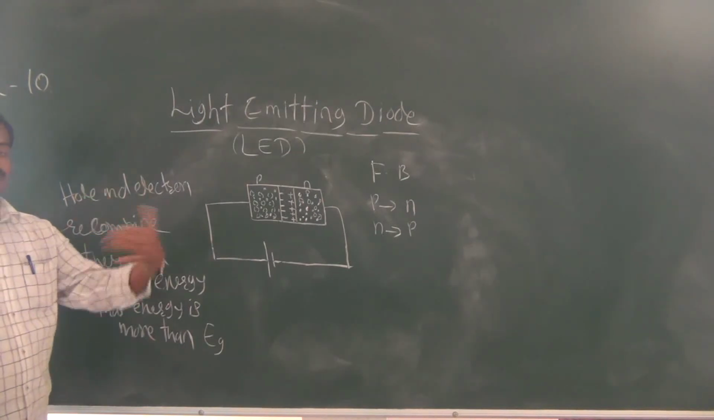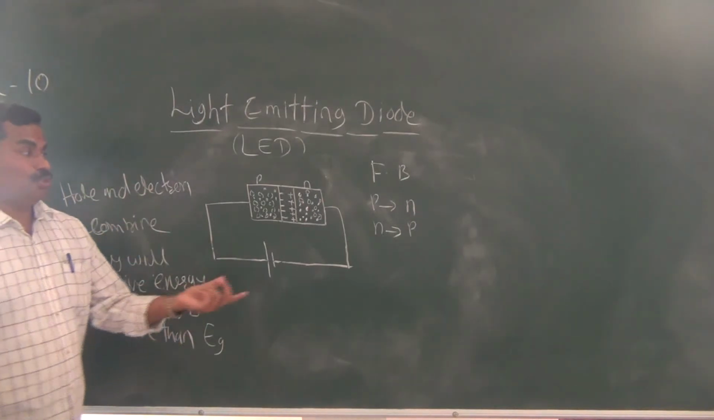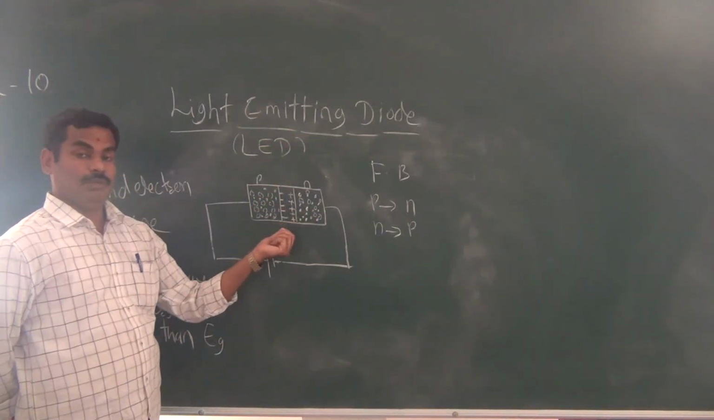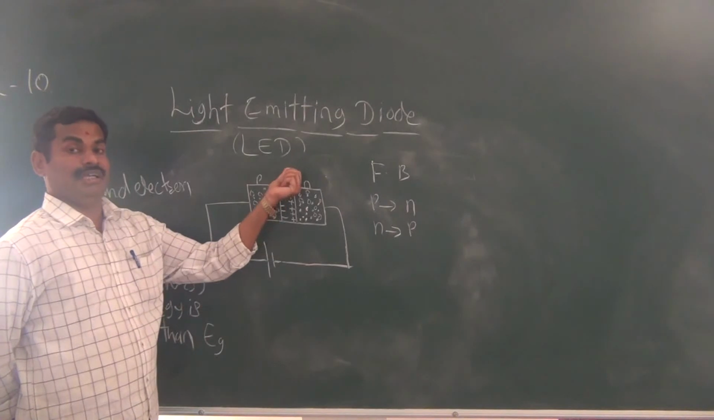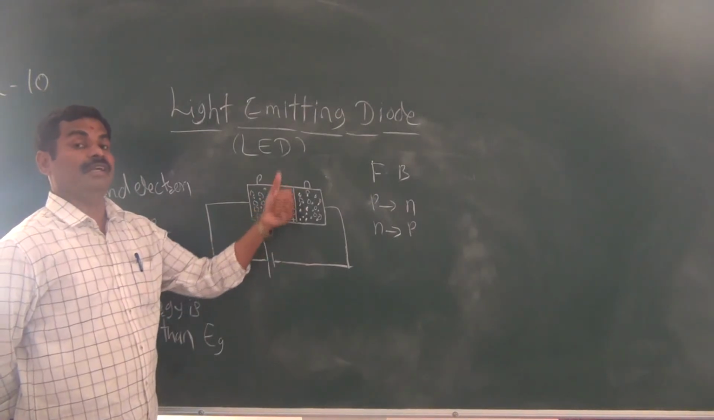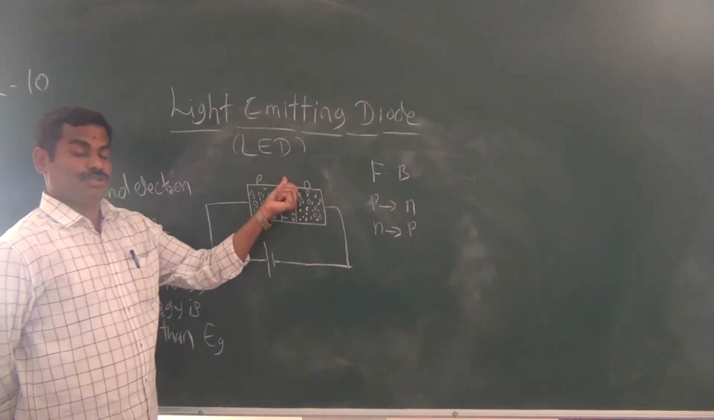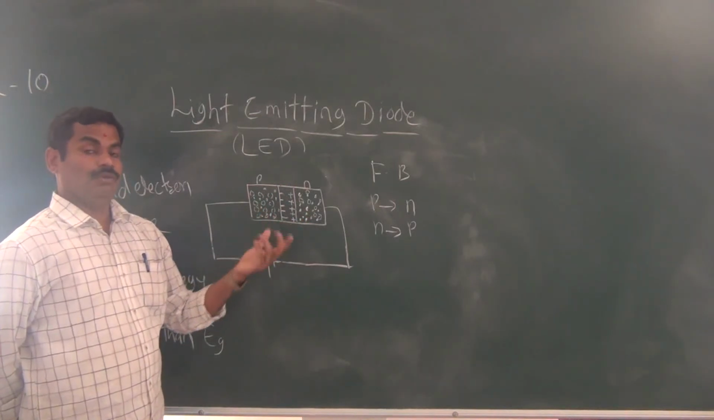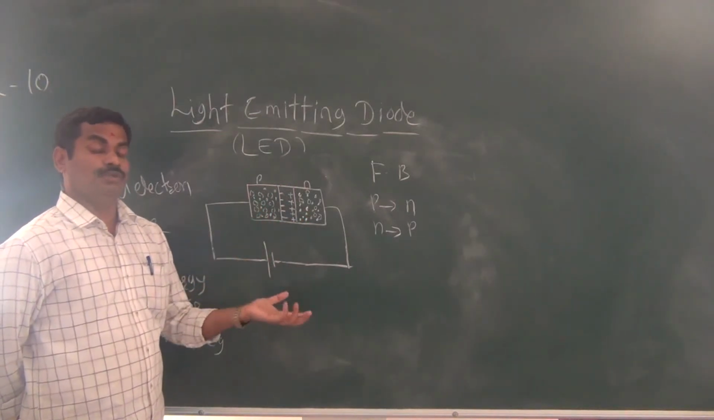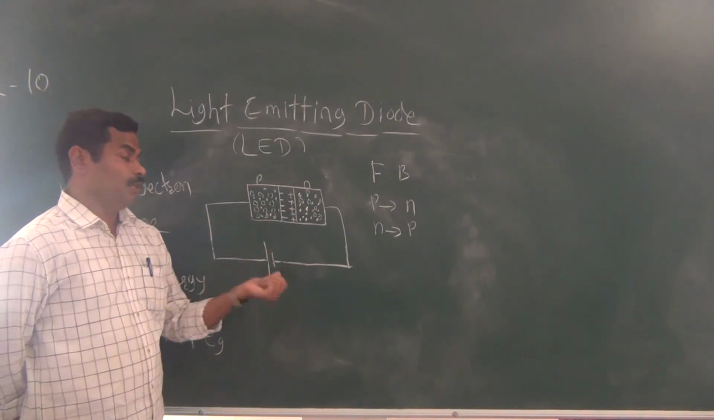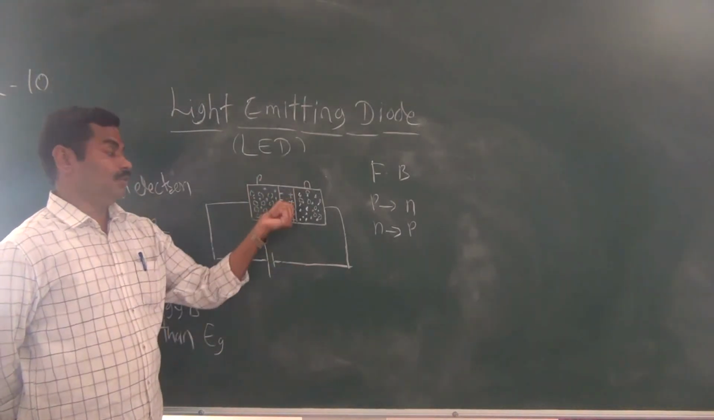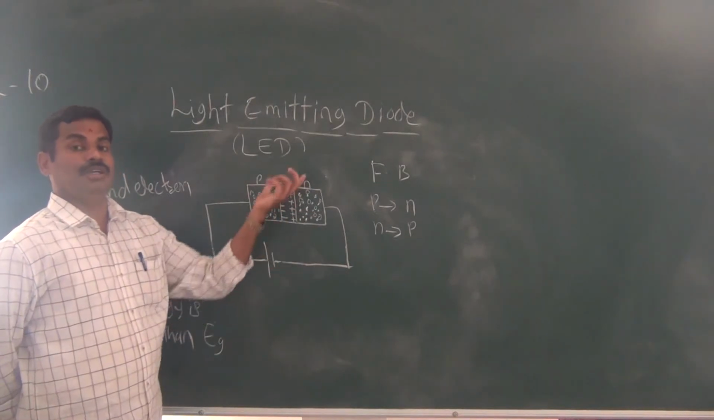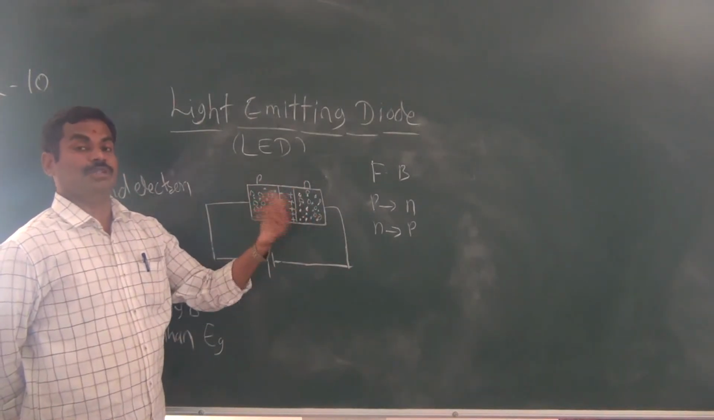What happens? They will give the energy, especially in the LED. Whenever the electron and hole recombine, they will emit light. They radiate the light. In a normal junction, they will give energy in terms of heat. But in an LED, whenever the electron and hole recombine, that energy is in terms of light. They will give the energy in terms of photons.